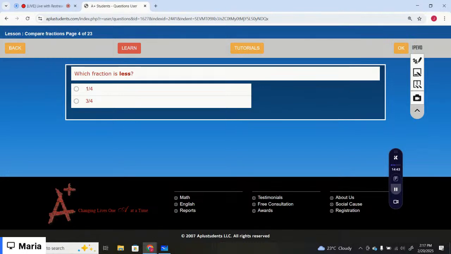Which is less, 1 by 4, 3 by 4? That is option number 1. 1 by 4 is less than 3 by 4. Option number 1 is the correct option.